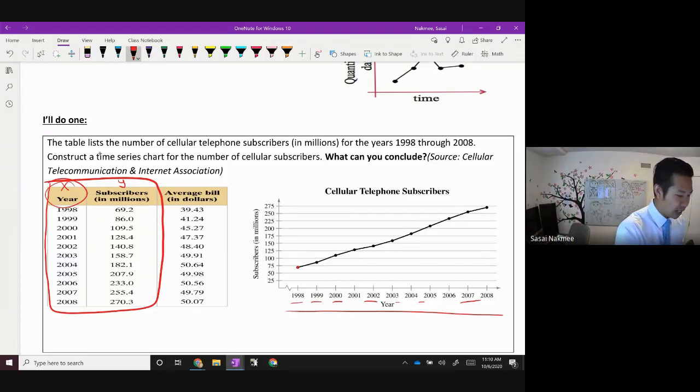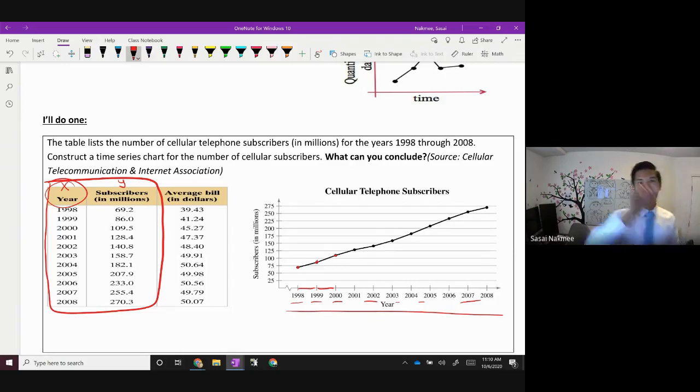So 1999 would be this far away from 1998, which makes the year 2000 the same distance away from 1999. We just mark them off as we go. So that would be that dot right there, that dot right there. 86 million subscribers would be right here. 2000 would be about 109 million subscribers, which is right there.